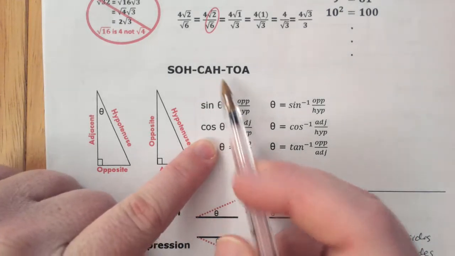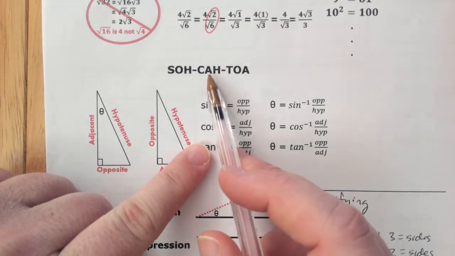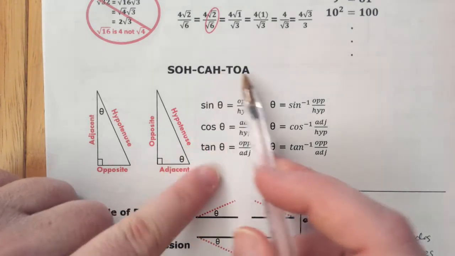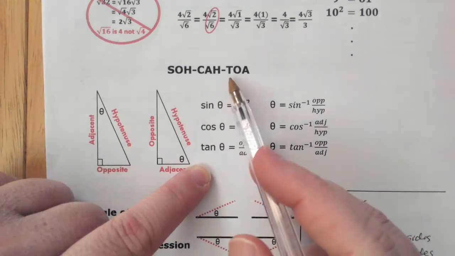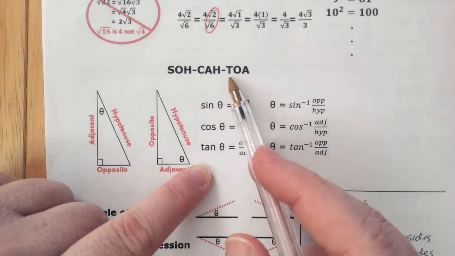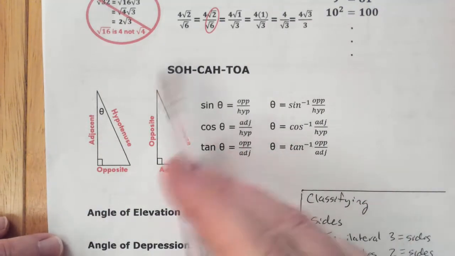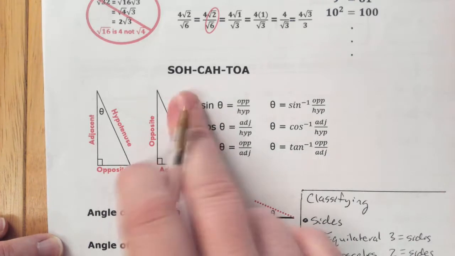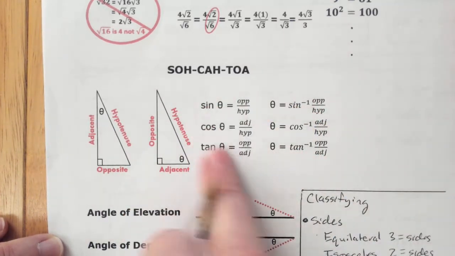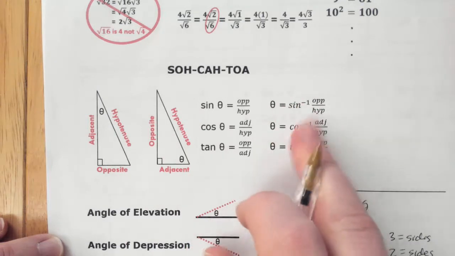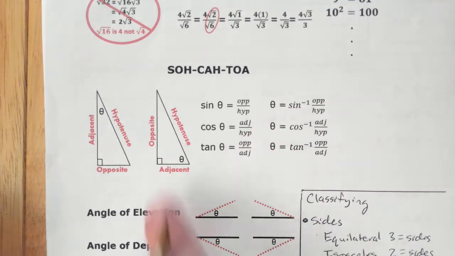So CAH, cosine of theta equals adjacent over hypotenuse. And tan of theta equals opposite over adjacent. So that's what that acronym stands for. Those are the trig functions. Once you have this, you can also move it to this when you're solving for the angle, which we're going to talk about in a second.